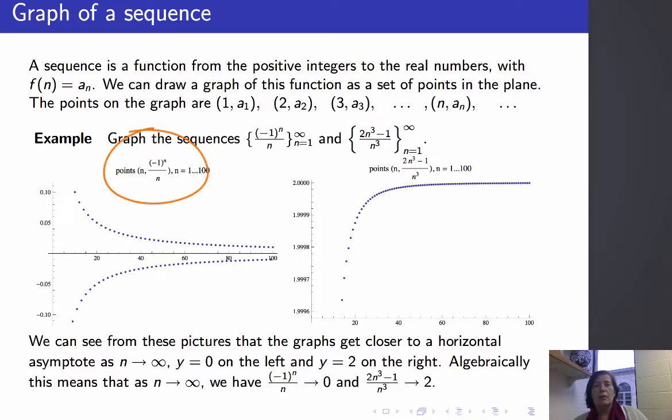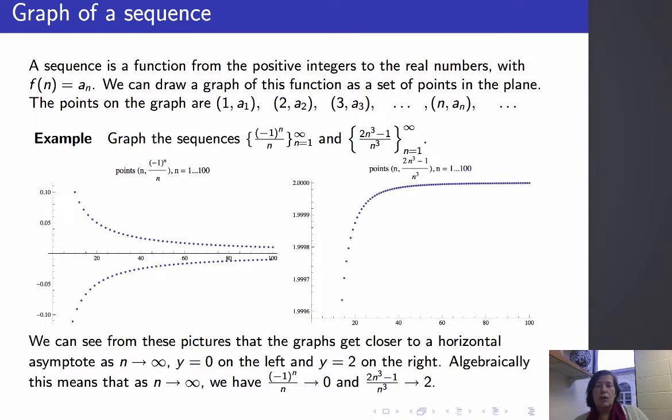We have the alternating sequence (-1)^n over n, and the sequence (2n cubed minus 1) over n cubed. And notice these dots have patterns, and your mind might wander back to Calculus 1, where you saw pictures of functions with horizontal asymptotes, which meant that as x went to infinity, the function had a limit. And we'll talk about that in a moment.